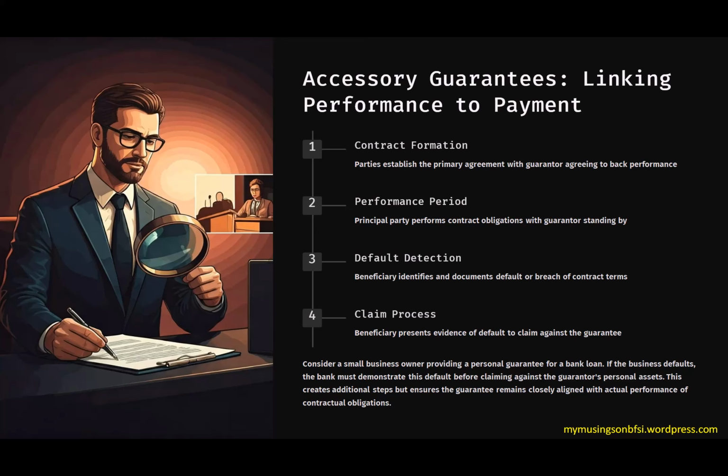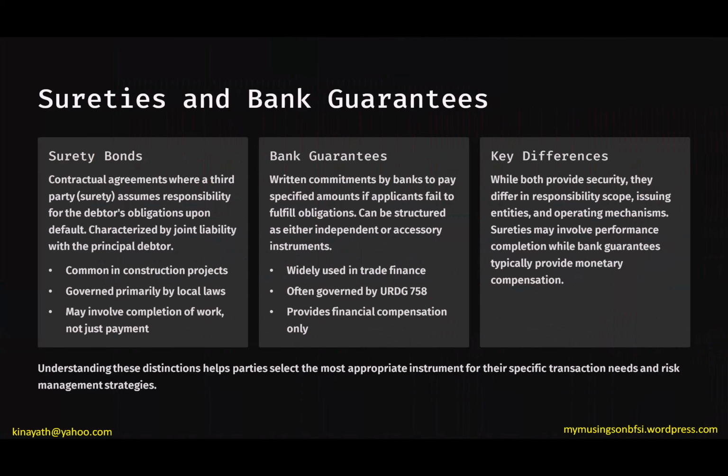So this creates additional steps, but it ensures that the claims are aligned with the actual performance or non-performance as per the underlying contract. Let us look at the sureties. What are sureties? Sureties are contractual agreements where a third party assumes the responsibility for the debtor's obligation. It is used in construction products, and they are mostly bound by the local laws and may involve completion of the work, not just payment. That is, surety may have to perform, not just pay for the losses.